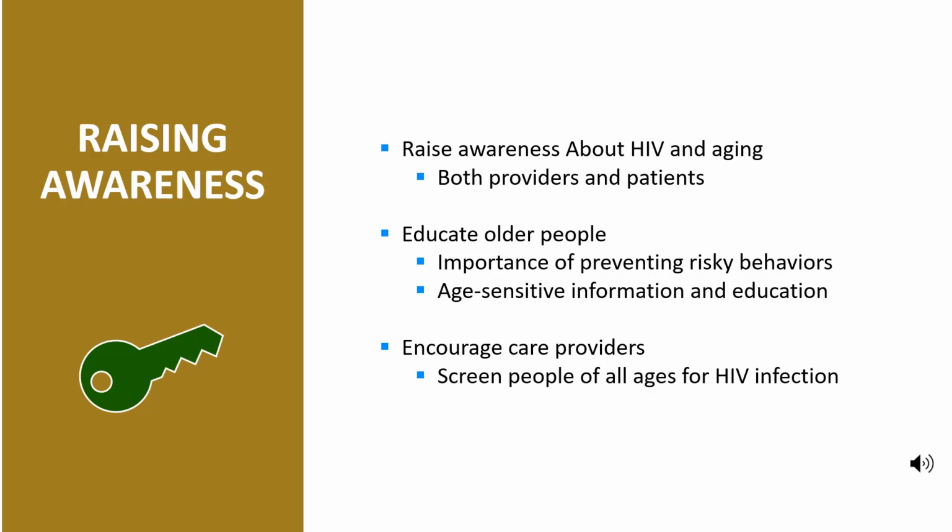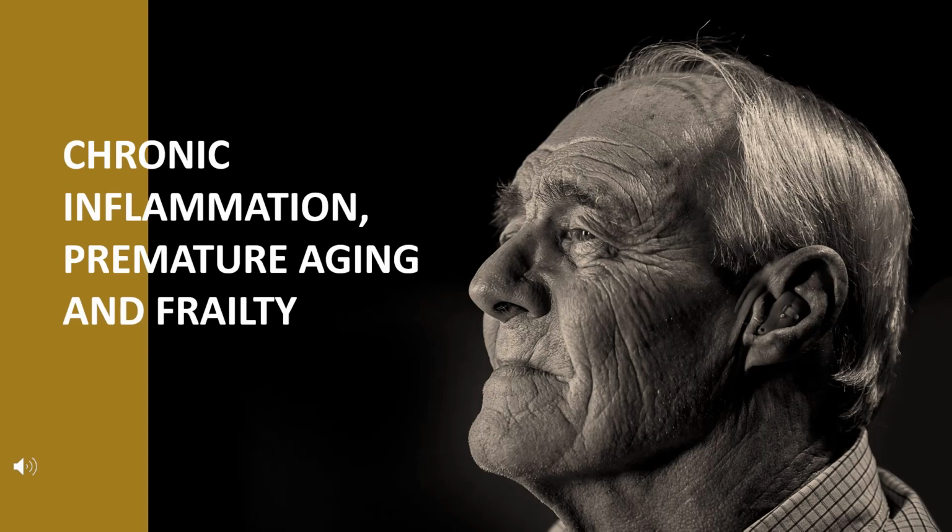Older people need to be informed about the importance of understanding and preventing risky behaviors, using age-sensitive information and education. Finally, it is critical to encourage care providers to screen people of all ages for HIV infection. The next few slides will deal with the important concept of chronic inflammation as it relates to HIV and its implications on premature aging. We will also introduce the concept of frailty and HIV.